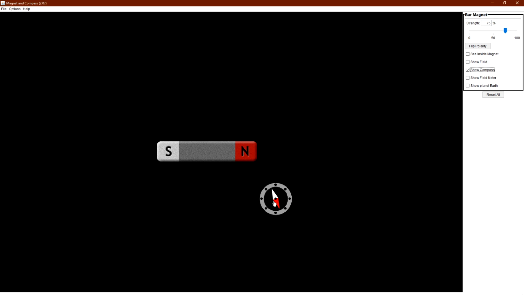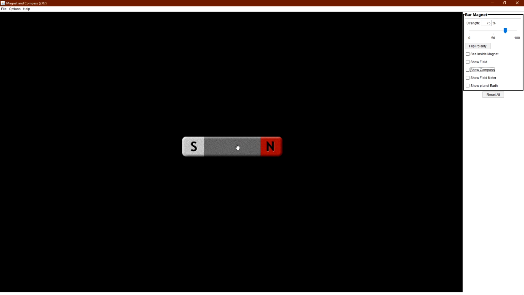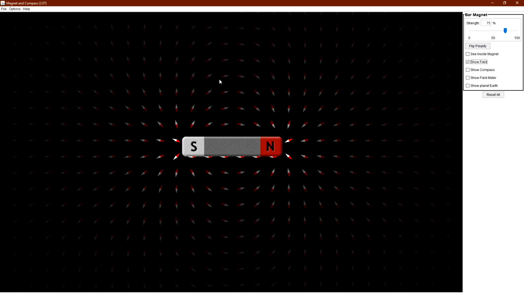But how can we picture a magnetic field? There are many ways of illustrating magnetic fields. Normally, magnetic fields cannot be seen with a naked eye. But we can put tiny compasses around the magnet and see how they are affected.